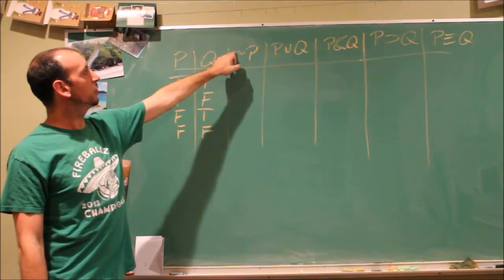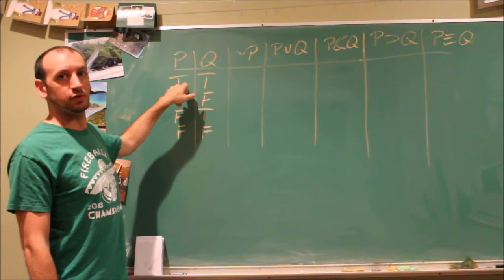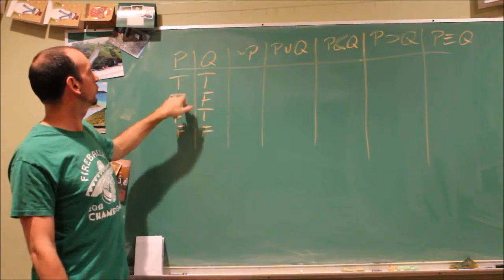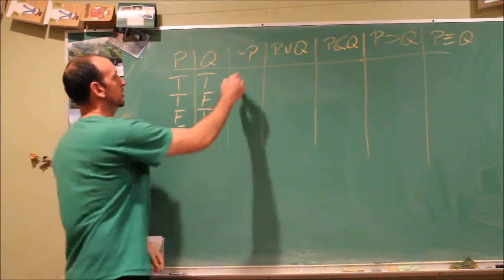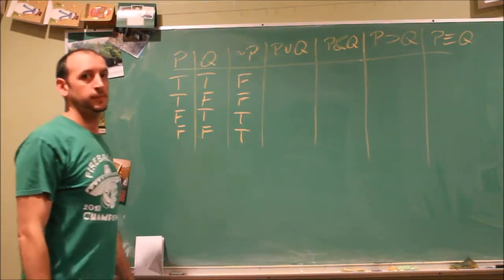So not P, we have our little tilde and then we have a P, is going to be the negation of whatever P is. So you just put in the opposite. So if P is true, true, false, false, not P is going to be false, false, true, true.